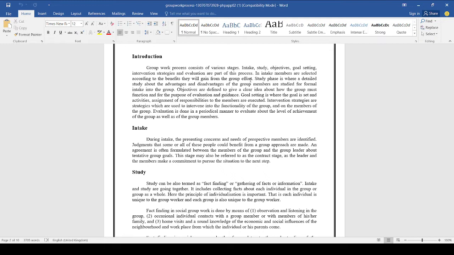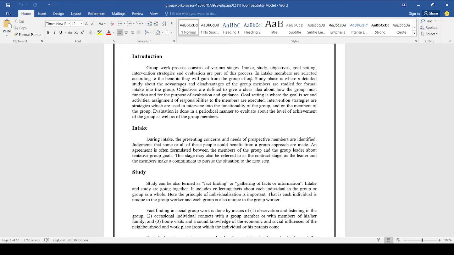Here I will give more importance to social group work practice, because social group work is a very effective method of social work. And we all know the social work methods go through various stages to change the individual, group or community.